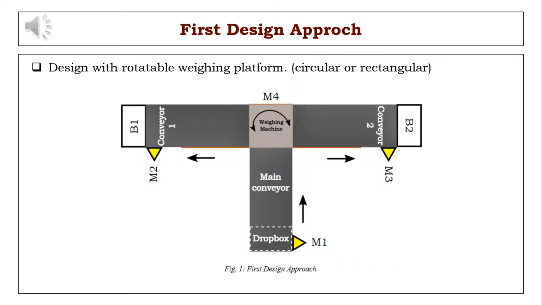Here, the first design layout is displayed in figure 1. In that, the conveyor belts are placed at angles of 90° and 270° with the main conveyor belt, and the weighing machine rotating platform is placed between them. In that approach, the major problem is to rotate the weighing machine platform. When we rotate the platform, its corners touch the conveyor belt, and it creates a problem. So we move towards the second approach.